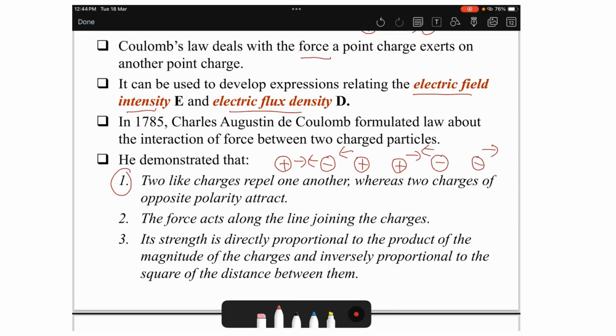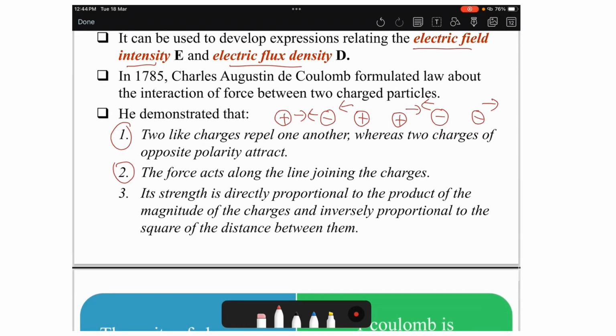The second point is that the force acts along the line joining the charges. If you wish to find the force, let's say here you have a positive charge and here you have a negative charge. The force will be acting along the line joining the charges. So this is the force, the force of a positive charge acting on a negative charge.